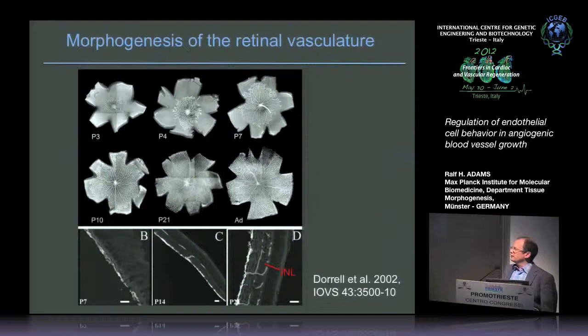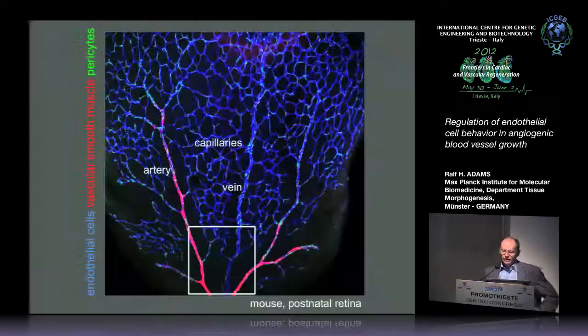And if you look at the earlier stages, so before P7, you have only a single layer of blood vessels that can be very nicely analyzed by whole mount imaging. So you see the whole vascular bed with all side branches and all aspects. So that's a great advantage. And that's really how an image looks like here.